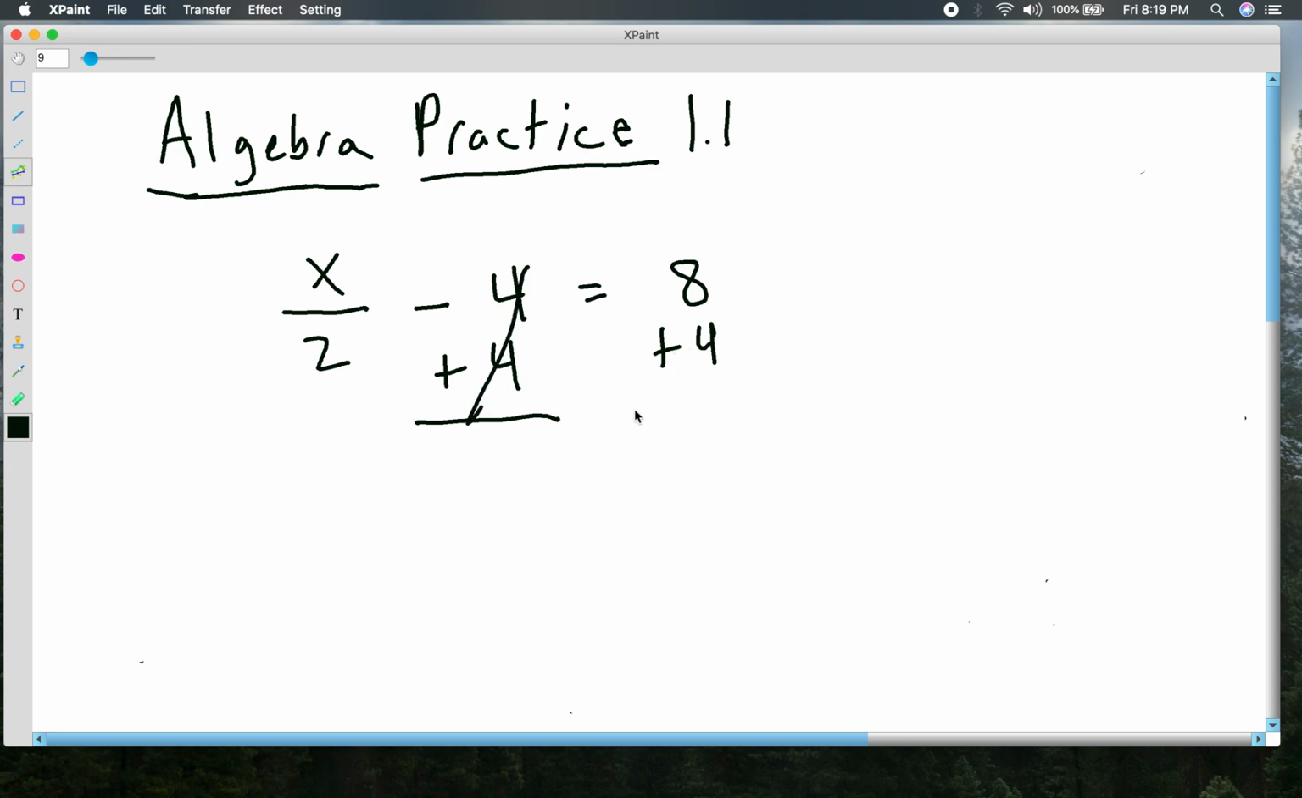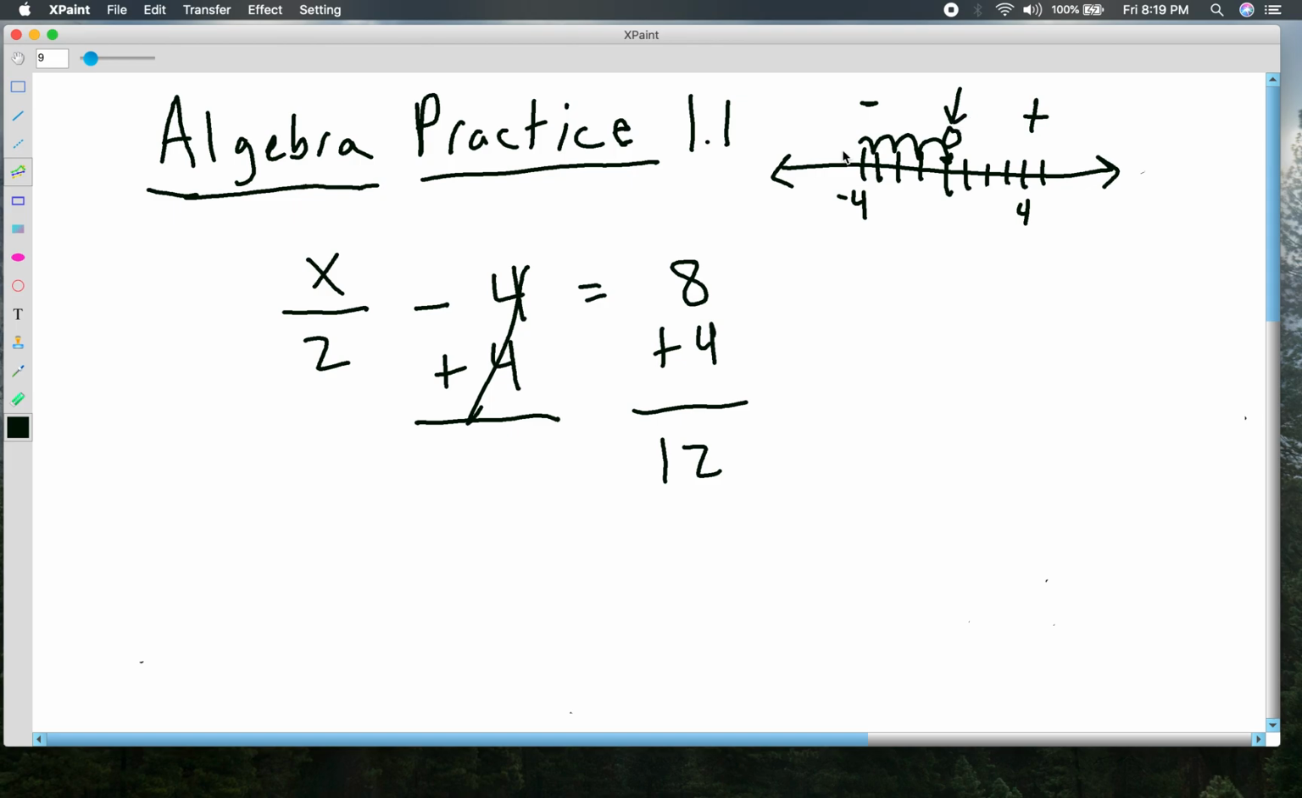8 plus 4 equals 12. A negative 4 plus a 4, remember, I always like to think about it on a number line. 1, 2, 3, 4. This is negative 4. This is positive 4. Whoops, my bad. 1, 2, 3, 4. So this is the positive side of the number line. This is the negative. You have a negative 4 and you go up 4. 1, 2, 3, 4. You're back to 0. So that is 0.